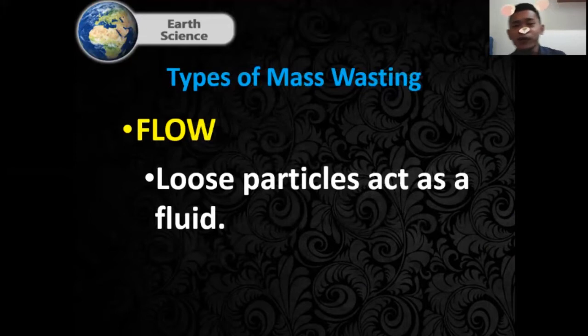Now, let's talk about the types of your mass wasting. There are 3 types of mass wasting. Let's start with your flow. Loose particle as a fluid. From the name, flow. Ayan, so fluid. So there's a loose particles act as a fluid. Kana lang yung di kalimtan. Kani siya, ay hala, unsa man ni landslide ni, ay dili ni landslide, murag basa ra kayo. So we call that one as your flow.